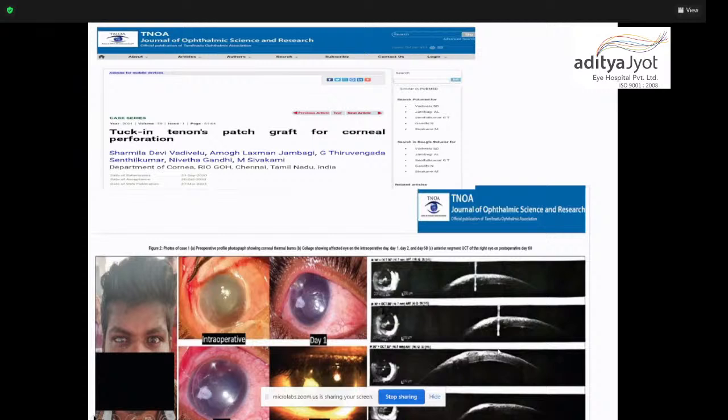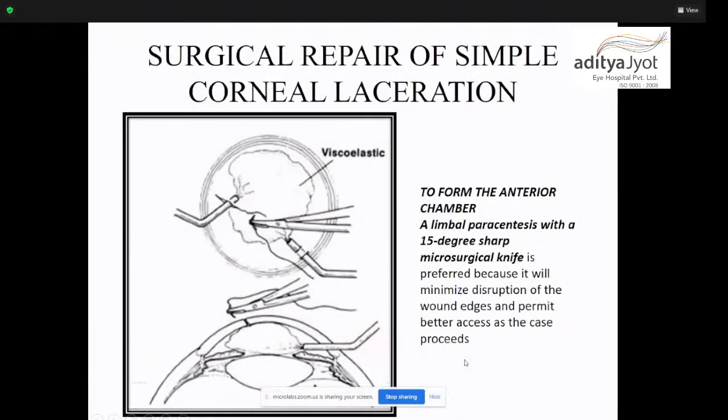And this is a post-operative picture. You can see the anterior segment OCT where the T-notch tissue is nicely integrated in the wound. Okay, so surgical repair of simple corneal laceration is very, very important for all the postgraduates.